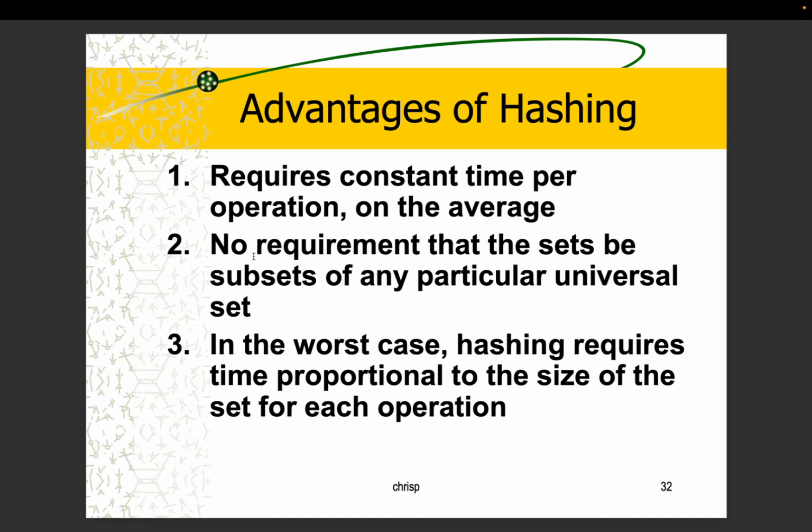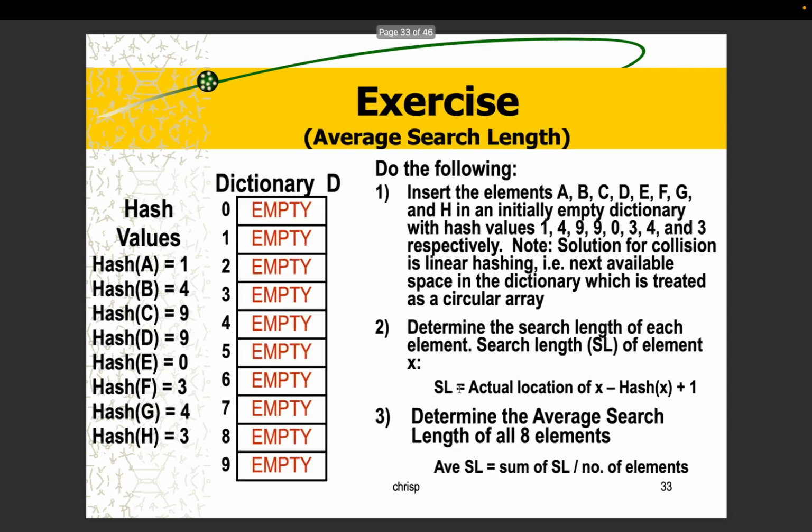And in the worst case, hashing requires time proportional to the size of the set for each operation. It's essentially depending on the size of the set. So if the set has n elements, it's proportional to n elements. So it's O(n) in the worst case. So we have exercises: insert the elements, and so on.